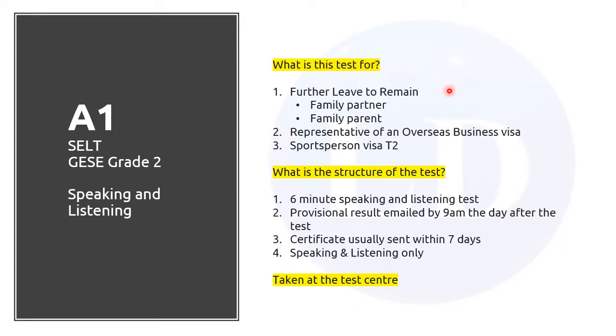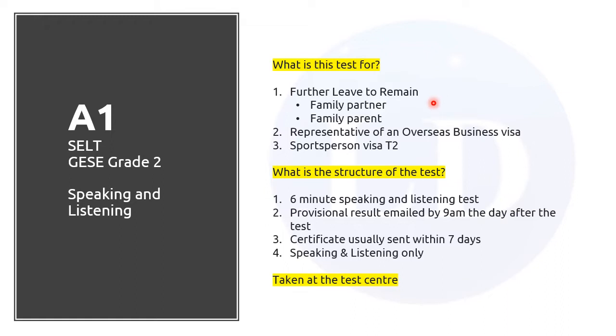It is for further leave to remain, for family partner or family parent, and representative of an overseas business visa, and sports person visa, which is tier 2 visa. Now let me explain it a bit. If you are living in the UK and your spouse is in another country and your spouse has to come to this country, then they have to do the A1 GESE Grade 2 exam.